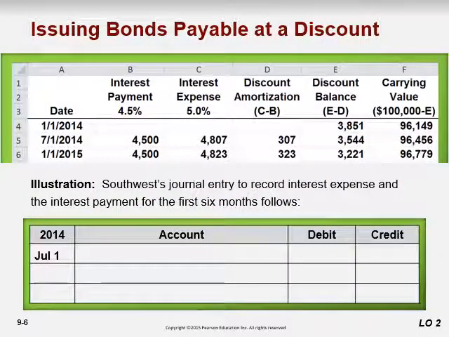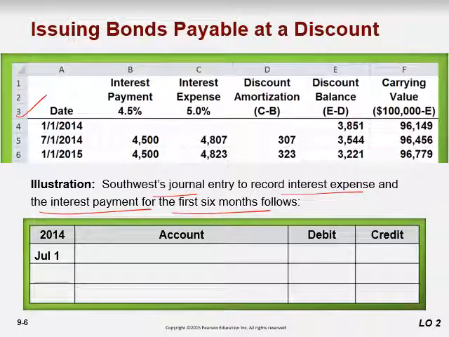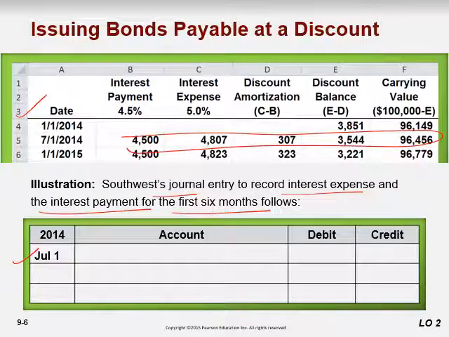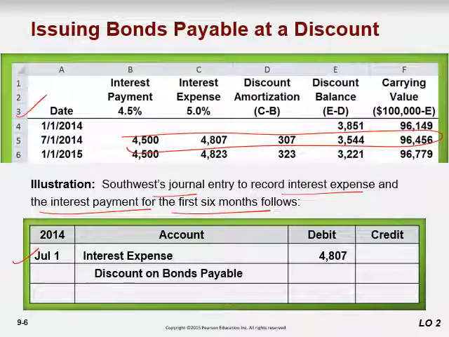So what would be the entry? How are we going to record our interest expenses? So we have an illustration here. So this is a 1 year amortization schedule. So the Southwest journal entry to record interest expense and interest payment for the 6 months would be as follows. So on July 1st, when the first interest is due, what would be the entry? It would be interest expense to discount to cash, right?